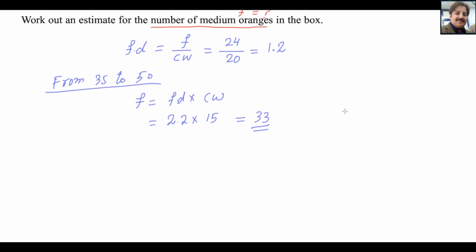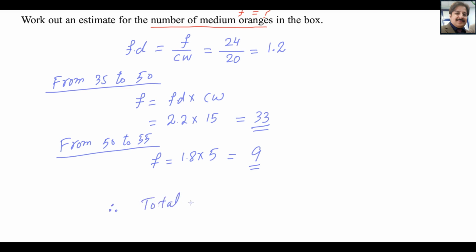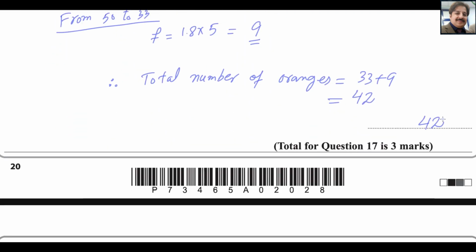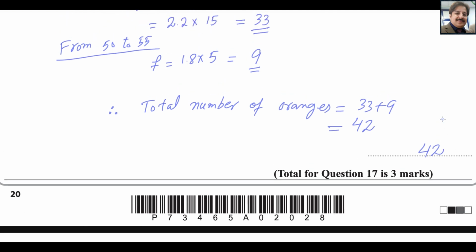From 50 to 55, the frequency will be found the same way. 1.8 multiplied by 5 gives the answer 9. Therefore, the total number of oranges will be equal to 33 plus 9. You add them up, so the answer will be 42. So 42 is the answer for this question. I hope you understand this.